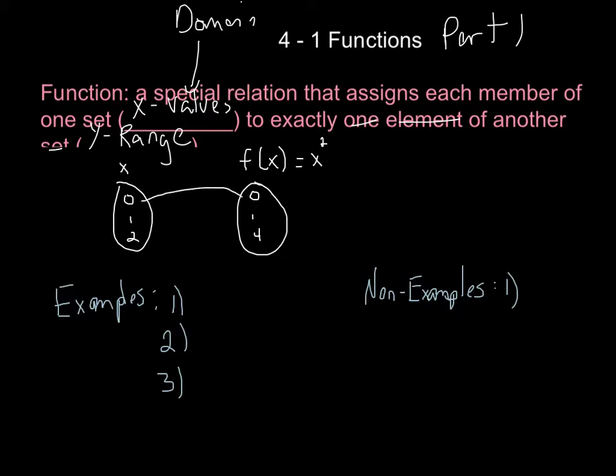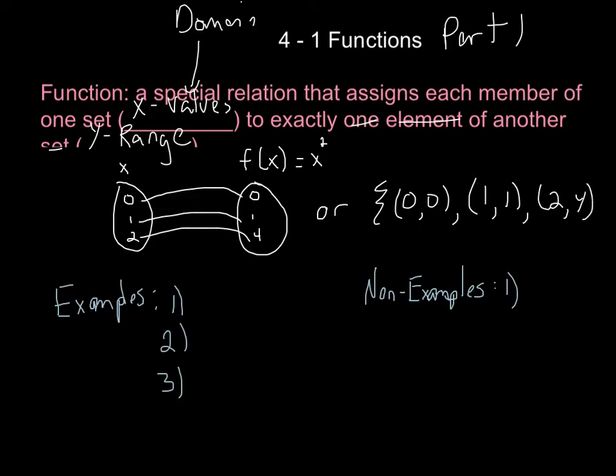Let's assign 0 to 0. 1 gets assigned to 1, and 2 gets assigned to 4. So we could write that as a set of ordered pairs, right? That's 0, 0. 1 was assigned to 1, and 2 was assigned to 4. The reason they were assigned to those numbers was because this was the function f of x equals x squared. For every input, you square, and you get the output. That's a function. Each x is assigned to one and only one y.